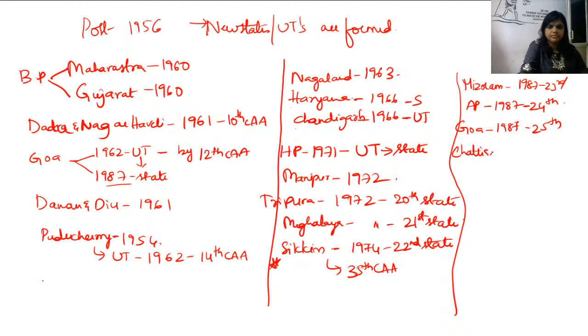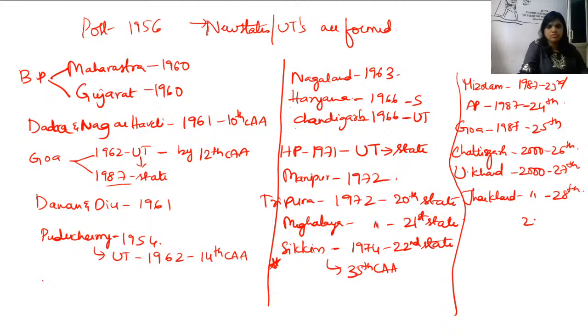Chhattisgarh was created in 2000 as 26th state. You have Uttarakhand, carved out of Uttar Pradesh in 2000 as 27th state. And you have Jharkhand, carved in 2000 as 28th state. 2014, 29th state. Telangana from Andhra was separated and it was given 29th state.